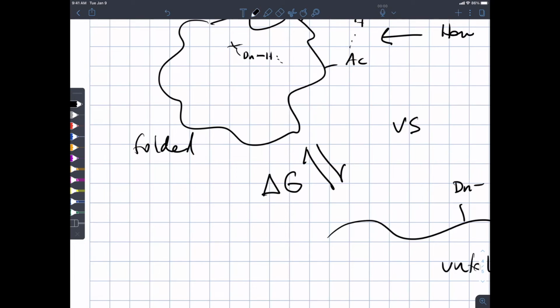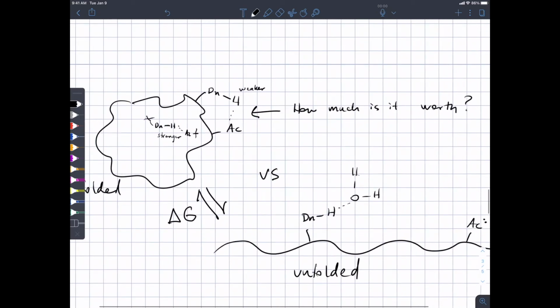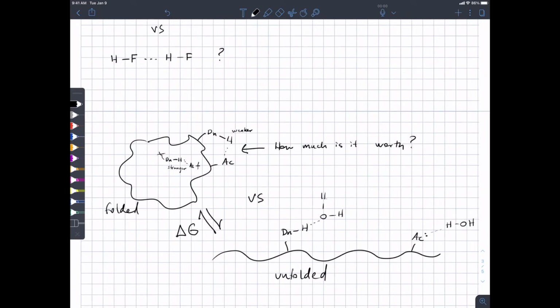If you had a donor hydrogen bonding with an acceptor inside a protein, this is probably a stronger, more important hydrogen bond than this one on the surface. Exactly, very similar to what we discussed earlier with the salt bridges.